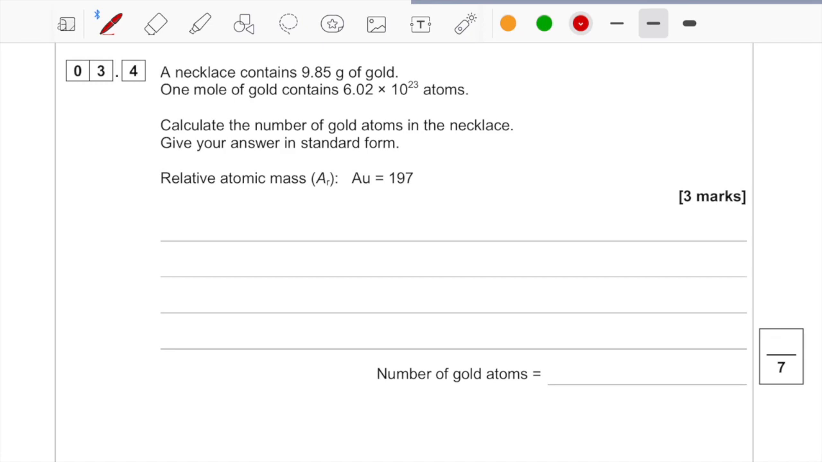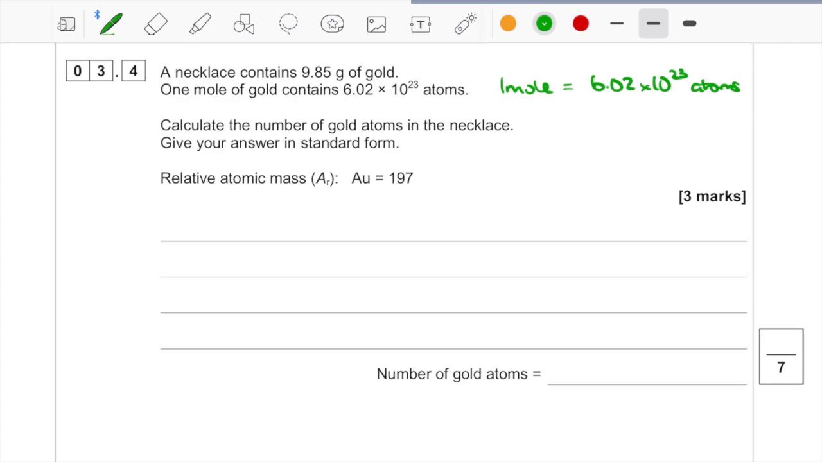Right. So a necklace contains 9.85 grams of gold. 1 mole of gold contains 6.02 times 10 to the 23 atoms. Calculate the number of gold atoms in the necklace. Give your answer in standard form. So they are telling us that 1 mole equals 6.02 times 10 to the 23 atoms.